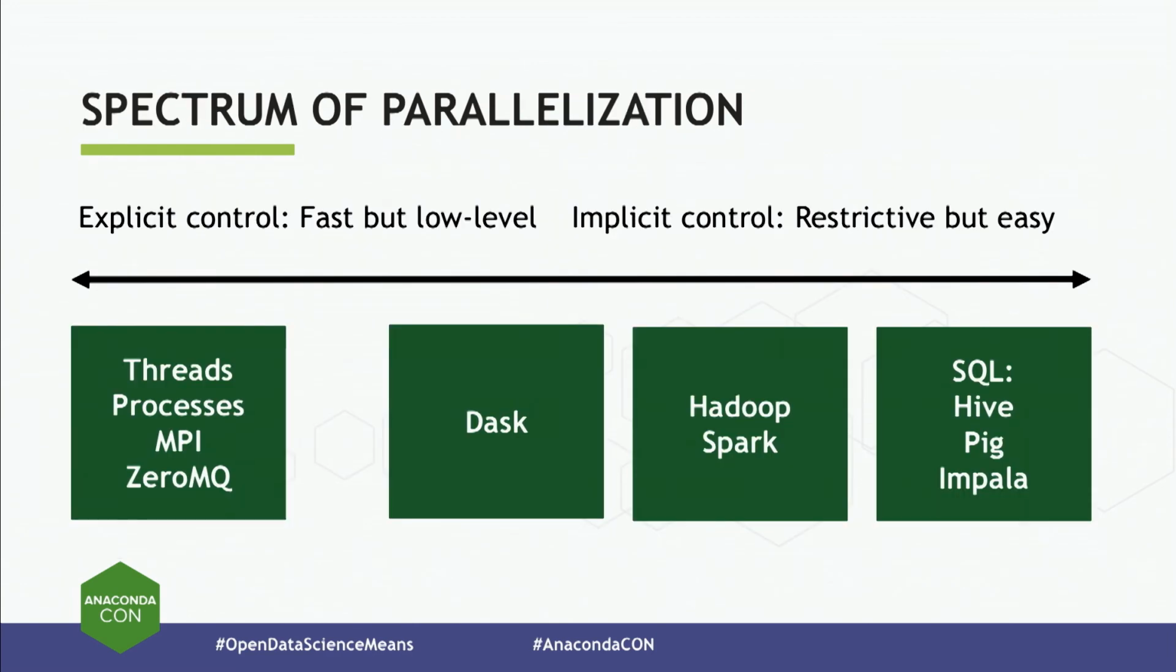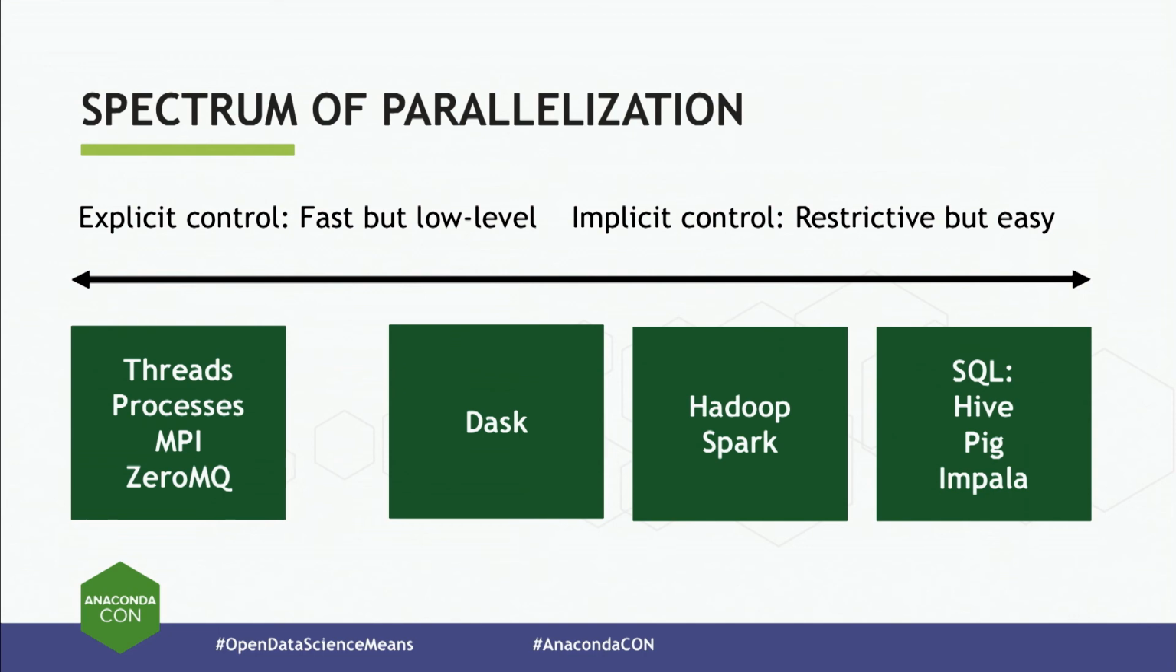I like to think of things in terms of the spectrum of parallelization. We like to use this paradigm when customers or users approach us and say, I have this code that runs locally on a sample of the data. How do I scale it up to many terabytes or many petabytes of data? If you think about the spectrum of parallelization, on the very left side, you have explicit control, things like multi-processing, multi-threading, MPI, 0MQ, messaging layers.